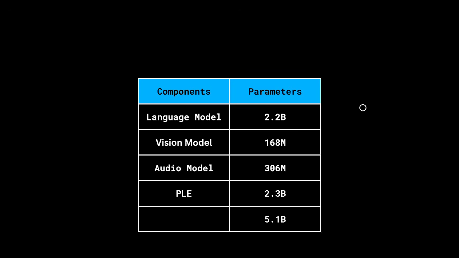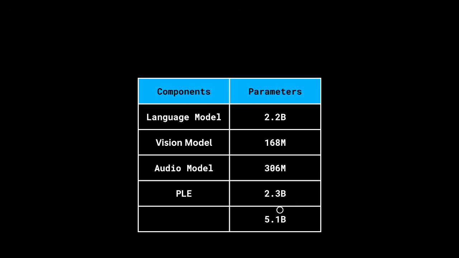So now, this is the parameter count of the Gemma E2B model. It has a language model that has about 2.2 billion parameters. It has a vision model that has about 168 million parameters, and the audio model, because it's basically multimodal. Now look at this. This is the per layer embedding. The per layer embedding is 2.3 billion. So this model is actually a 5.1 billion model.